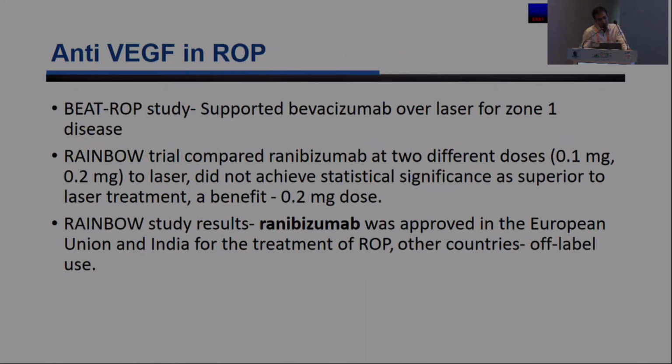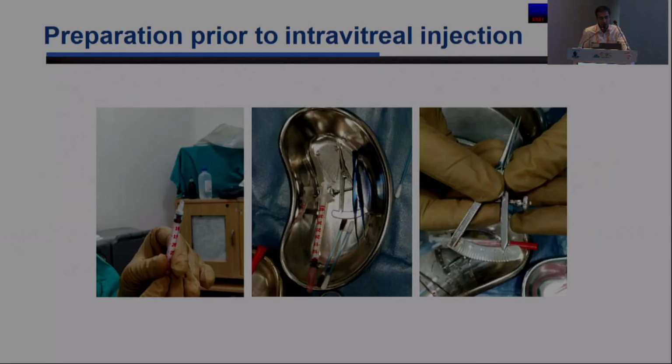The BEAT-ROP study and the RAINBOW trial have given the evidence that anti-VEGFs can be used for ROP. Ranibizumab has been approved after the RAINBOW trial for its use in retinopathy of prematurity, and it continues to be an off-label use in other countries. DCGI approval has also been given for ranibizumab. So in our practice, we are using ranibizumab mostly because it is a one-dose vial which is available.